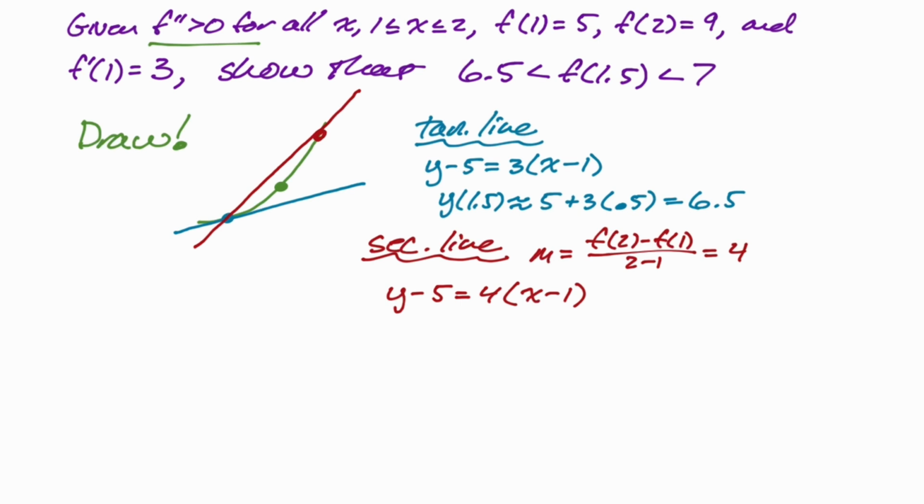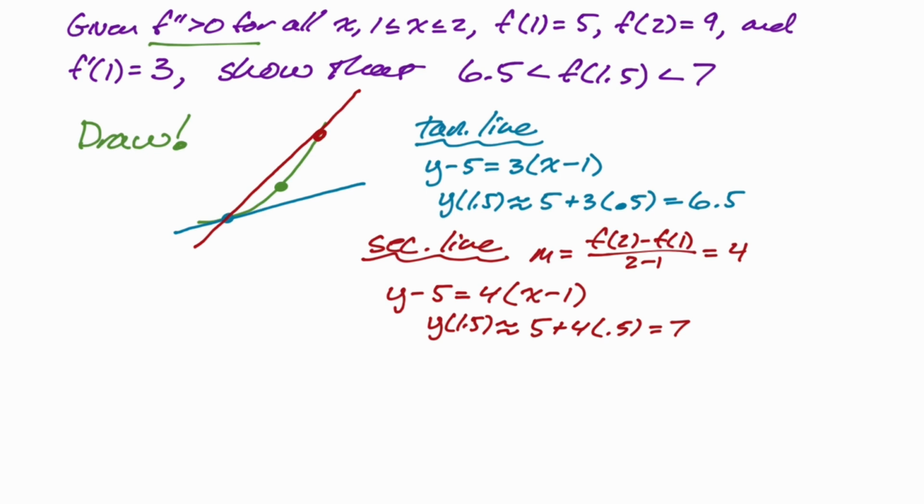Now we want to approximate the value of the function at 1.5. I used y again. I've been doing a lot of differential equation stuff, and in differential equations you tend to say y of, which I think is why this probably happened. So y of 1.5, or f of 1.5, is approximately 5 plus 4 times 0.5. So 5 plus 2 is 7.